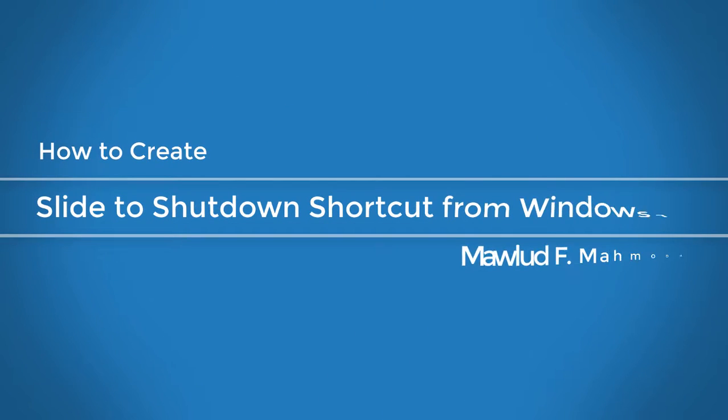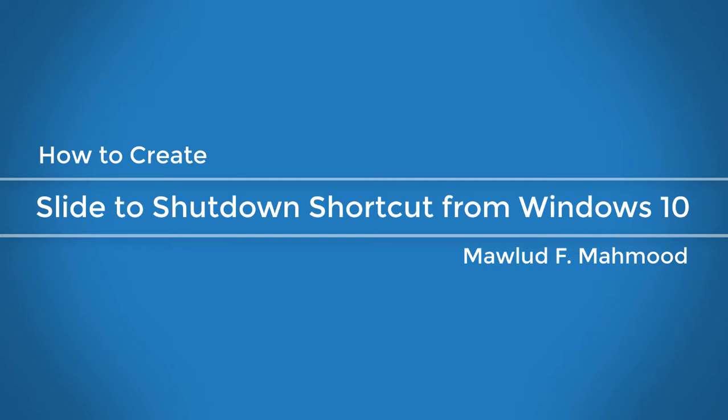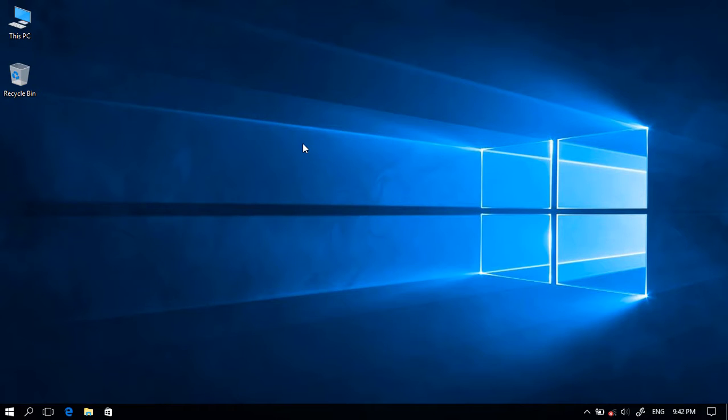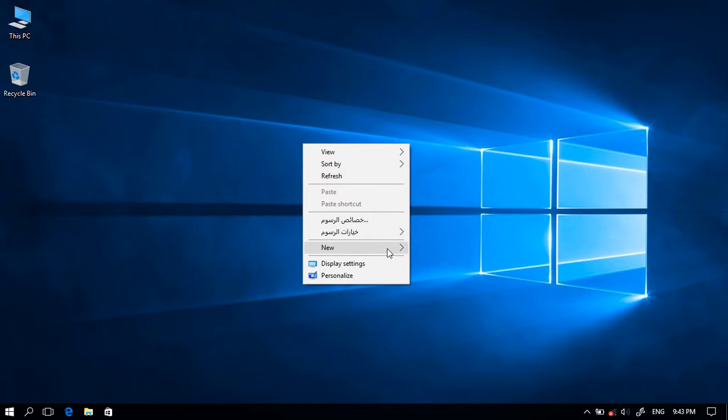In this video, I'll show you how to create slide to shutdown from Windows 10. Right click on desktop, go to New and choose Shortcut.